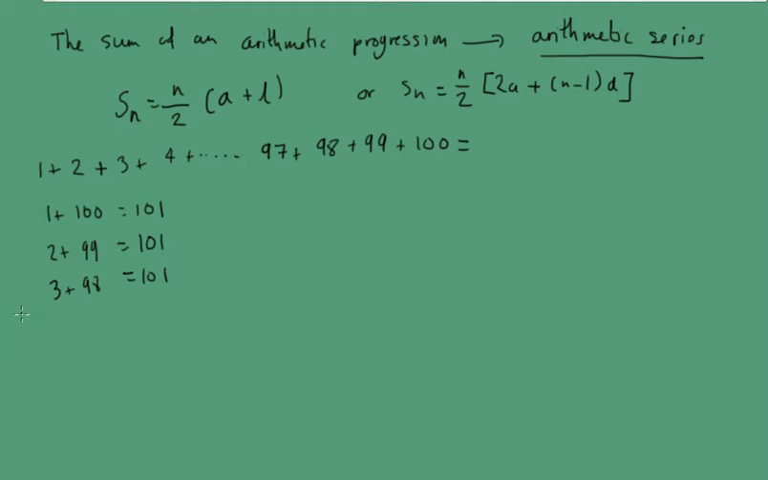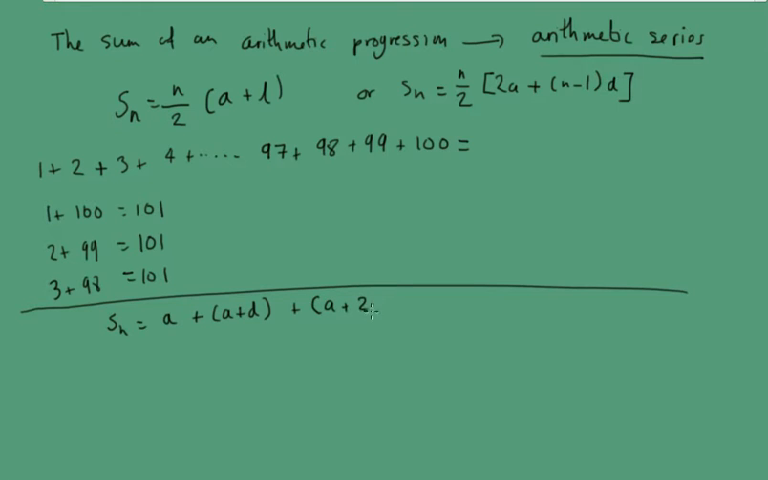So let's look at the general proof. So say we're summing our progression to get our series. There's our first term, plus our second term, plus our next term, and so on. And then at the other end we'll have the last term minus 2d, plus the last term minus d, the second last term, plus our last term.